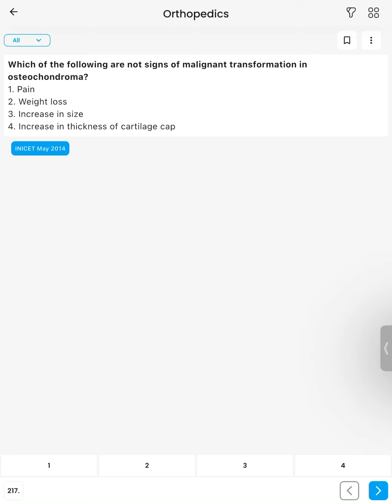Which is not a sign of malignant transformation? Pain, weight loss, increase in size, and increase in thickness of the cartilage cap. In malignancy, there will be weight gain, not weight loss. There will be an increase in size, pain will be there, and the thickness of the cartilage cap will be more than 2 centimeters.